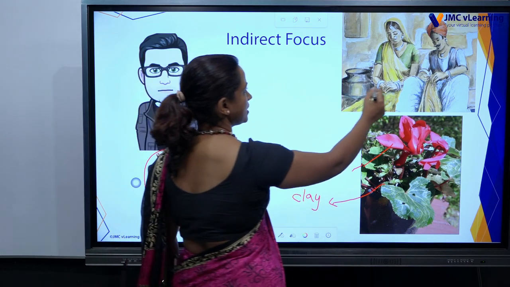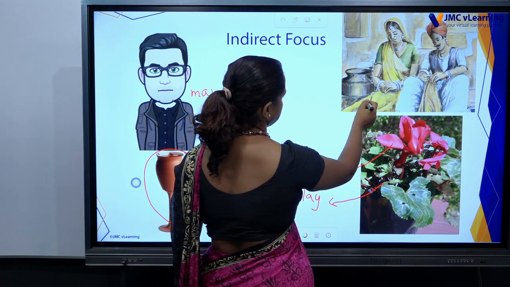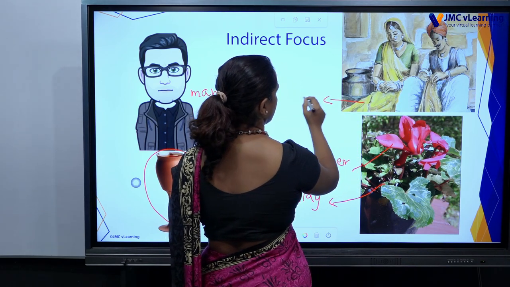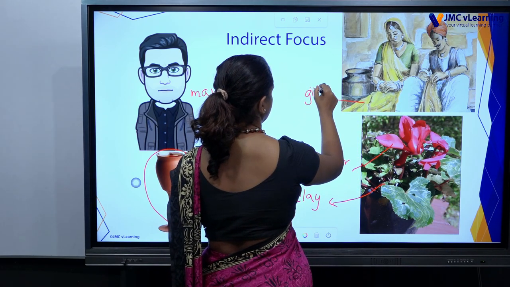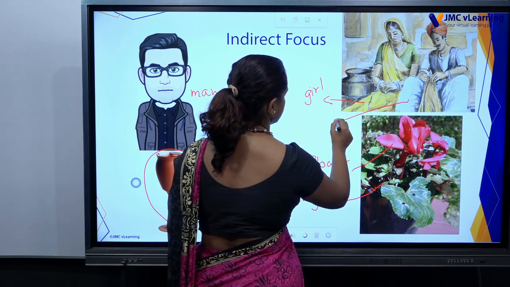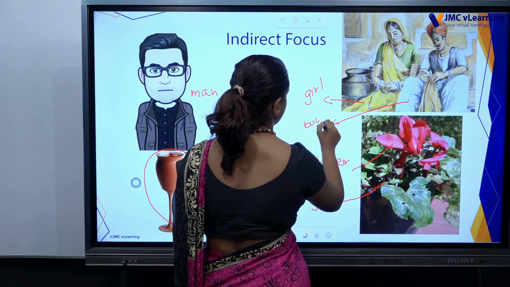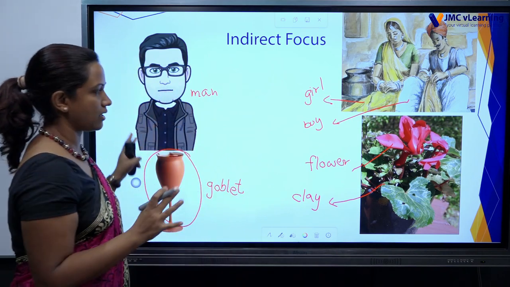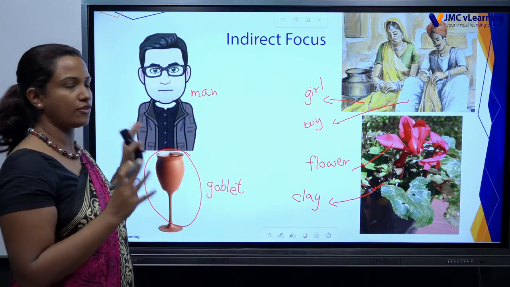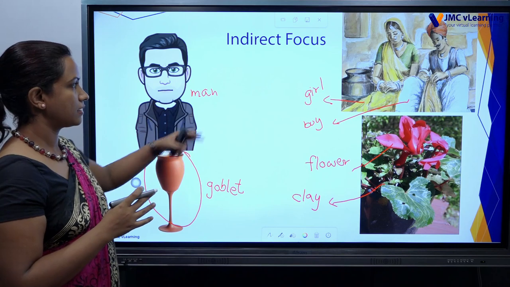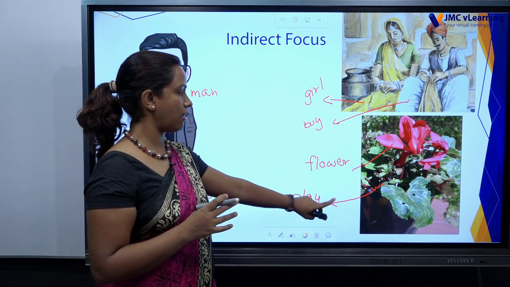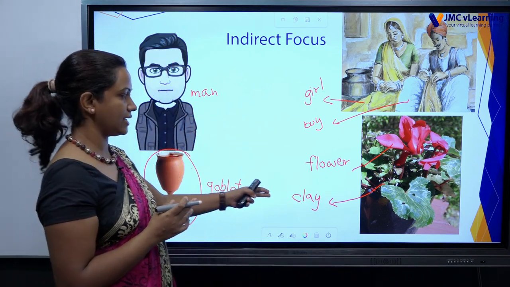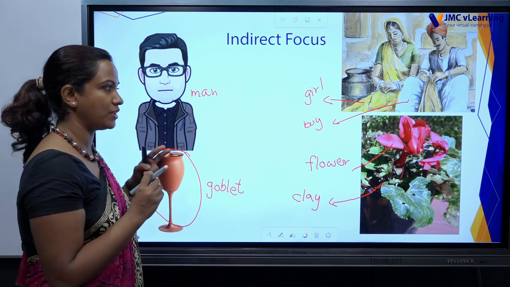And these are two, it can say a girl, we'll call it as a girl, and this one is a boy. Can you see the difference and can you make up a story? What would be the indirect focus in here? The girl and boy here, and a flower and clay are there. And the clay says there's a fragrant friendship with the flower.